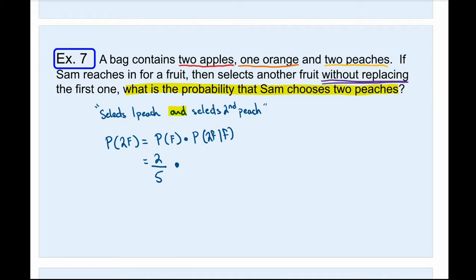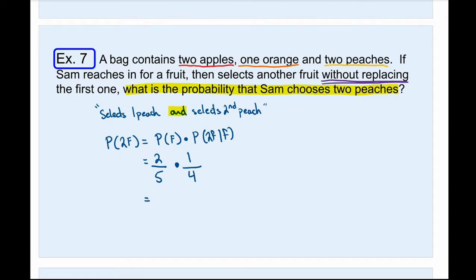So in the second one, we have to consider that the first peach is removed and not replaced. So now we have to think, well, how many peaches are left? Well, there's 1 peach remaining, but how many total pieces of fruit are still in the bag? In this case, the total number of pieces of fruit still remaining in the bag has now decreased to 4, because that 1 peach that was removed is not replaced. So there's only 4 fruits left in the bag. One of them is the peach.